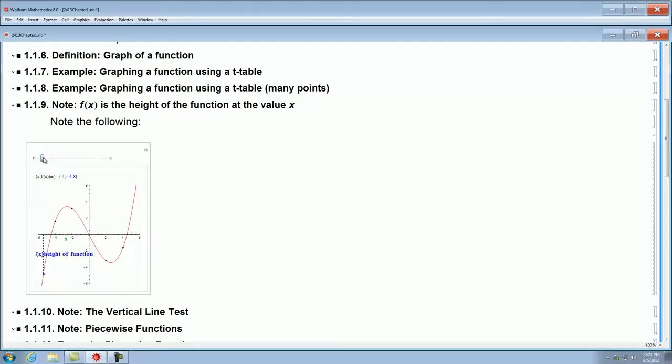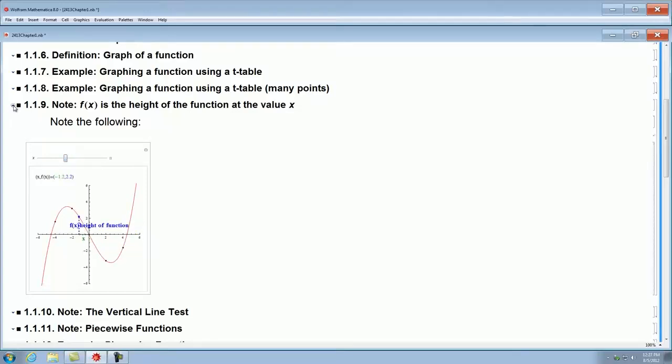If I move my x value over somewhere here, now if I plug in -2.8, I get a height of the function of 3.4. So the main idea here is that f of x, the value of the function, the blue, is always going to be how high your function is at that value of x. So you can just drag this along and see how that works out.